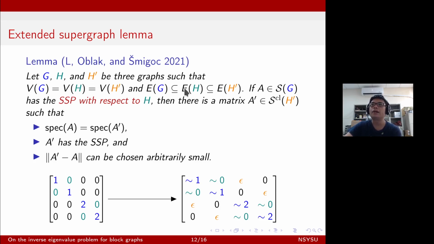Suppose A is a matrix whose support is G, and somehow it might not have the SSP, but it has the SSP with respect to H. This is the looser condition. Then there is a matrix A prime that is in the topological closure of S of G, H prime, such that the spectrum is the same. A prime has the SSP, and A and A prime can be chosen arbitrarily close.